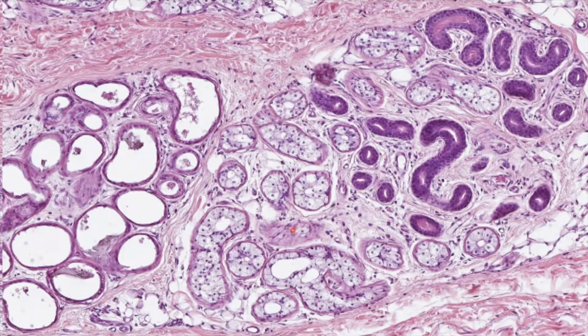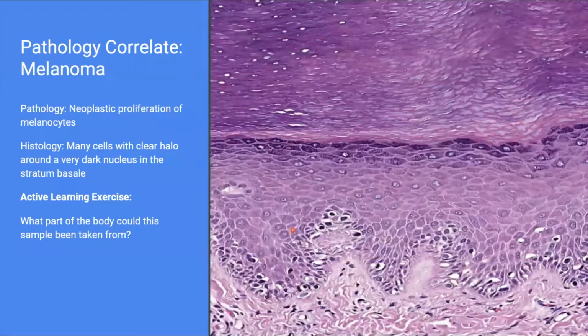All right, that wraps up skin. As far as a pathology correlate, I wanted to throw some of these in here just so that we can see both normal and abnormal in the same slideshow. So the pathology that I've chosen for skin is a melanoma.